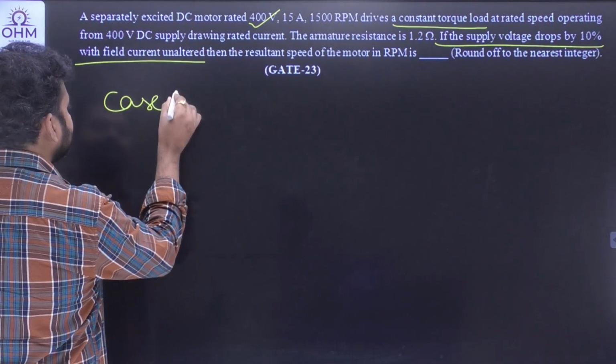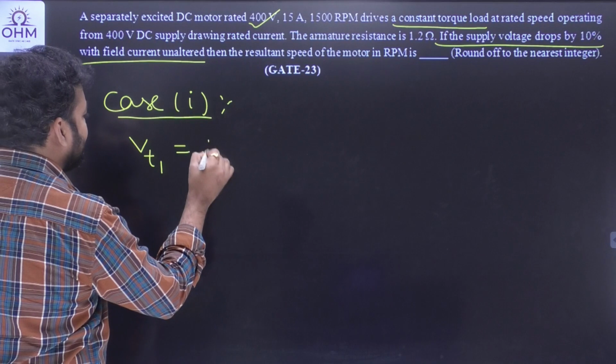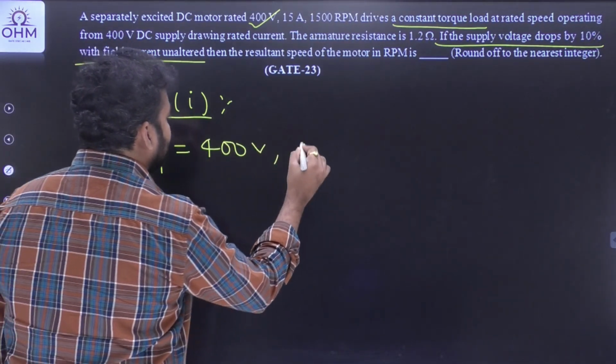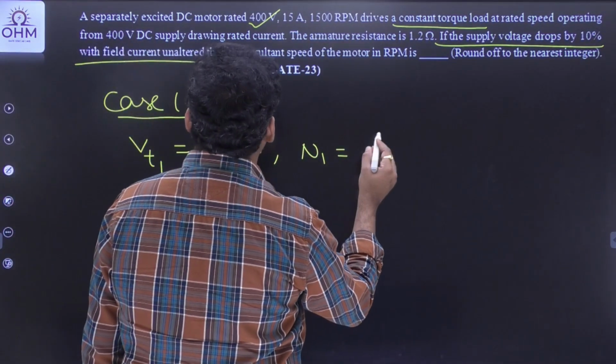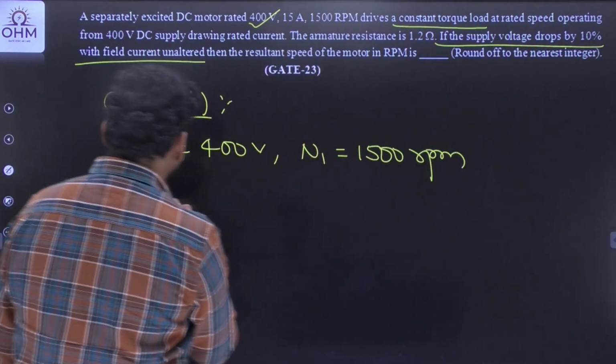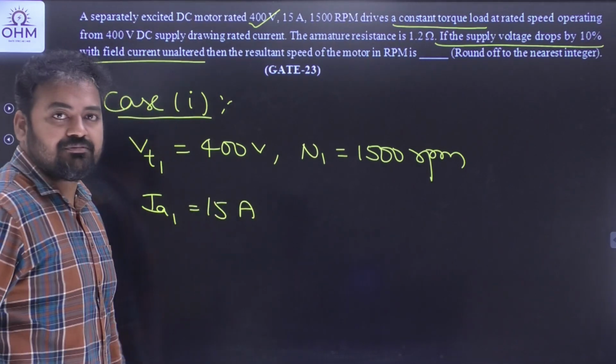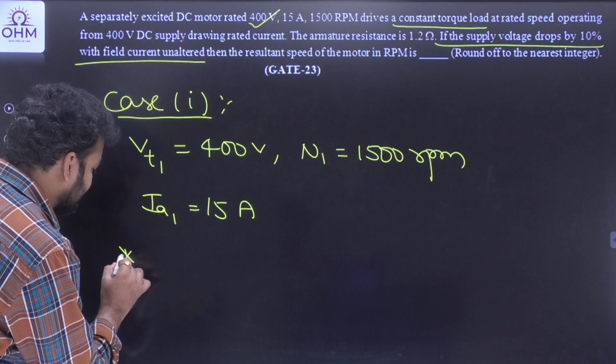Case 1. Similar models, we solved many questions. In the first case, the voltage was 400 volt. Machine was rotating at rated speed, that is 1500 RPM. Drawing rated current. How much is the current drawn by the motor? 15 amperes, right or not? So calculate back EMF of the motor.